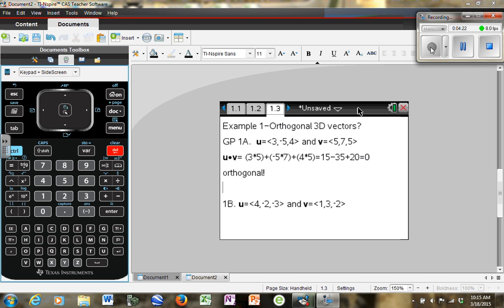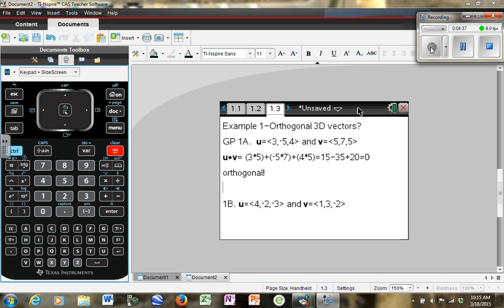have been a good guess, wouldn't it have been, if you'd done 3, -5, 4, and 5, 7, 5 in 3 dimensions. You'd see, yeah, it does look 90-ish. So, but that verifies it. It is orthogonal. And there you go, because the dot product is 0.